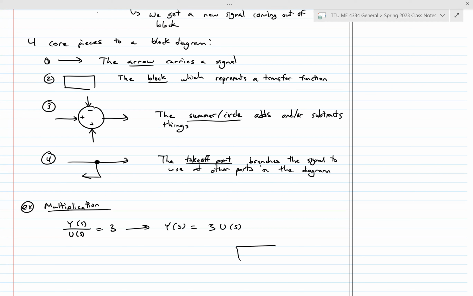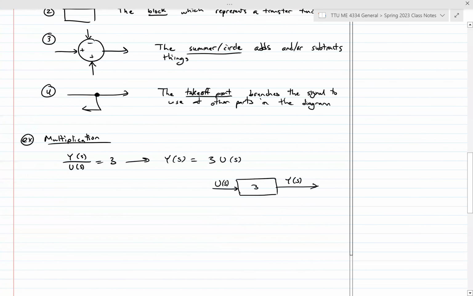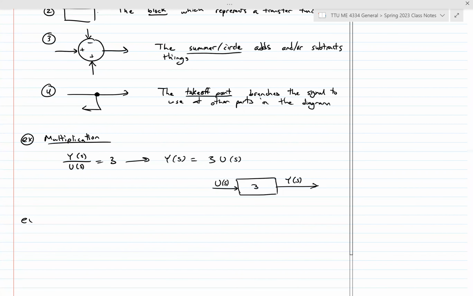Then absolutely correct, the 3 would be in the block. Why not the u? It's a signal, something that's kind of like time dependent, right? So our u is going to come in, and then what's coming out of this block? 3 times u, which is y, right? Nice and easy.